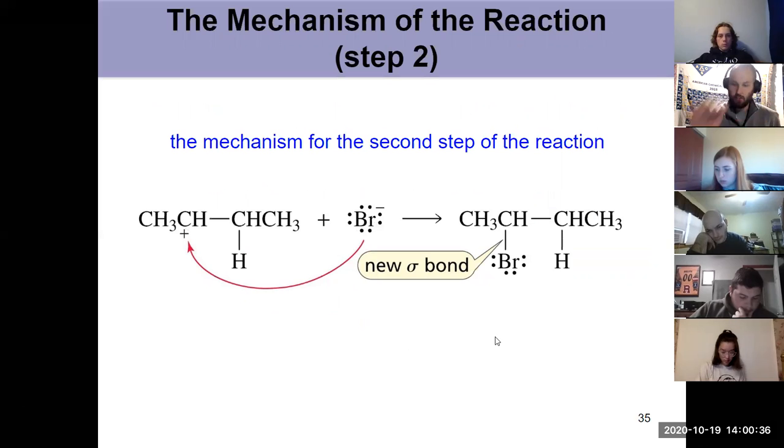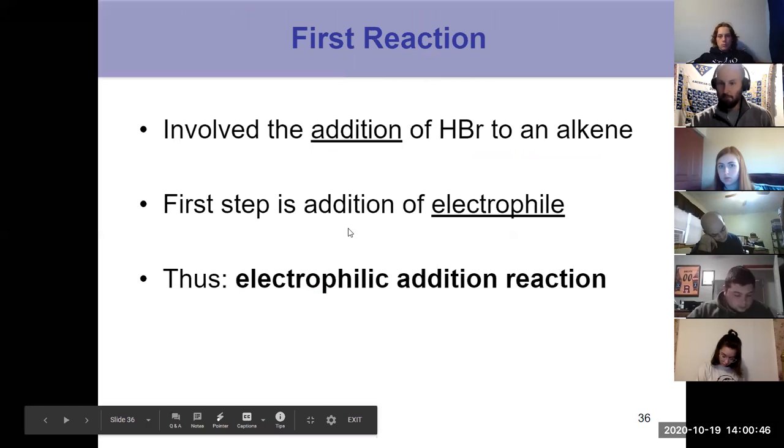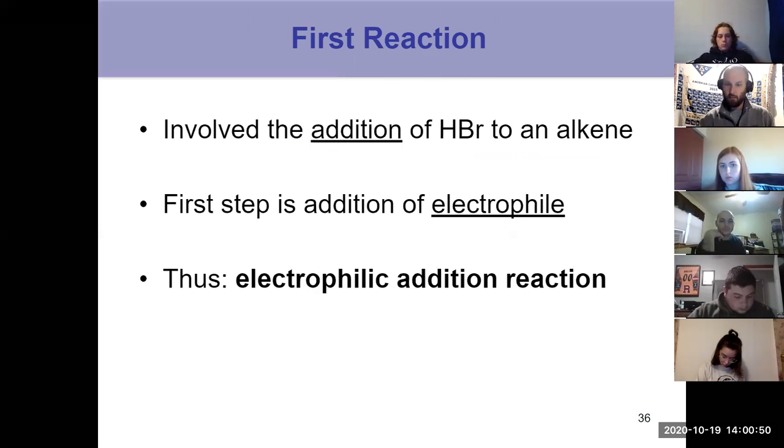Okay, so again, this is a general guideline. These slides, 34 and 35, that's going to help you get through chapter 6 with all those different reactions, because that first reaction follows the same recipe, for lack of a better word, as all the other ones we get for alkenes. Right? We added HBr. The first step is an addition of an electrophile. So this is called an electrophilic addition reaction.